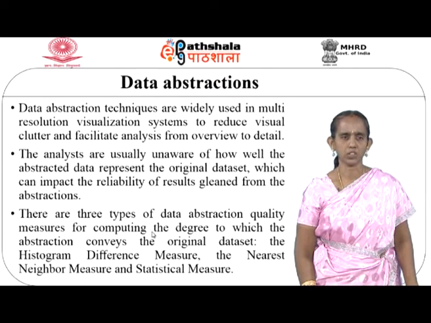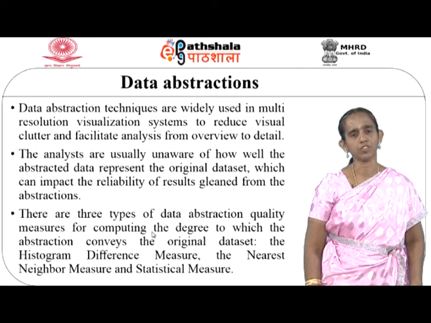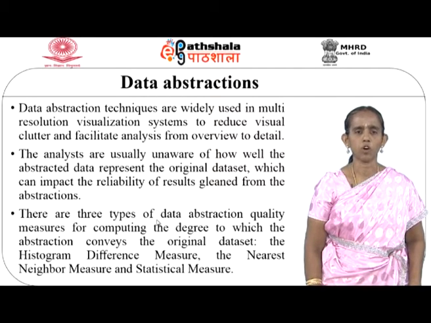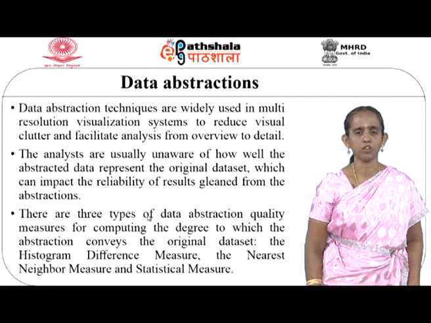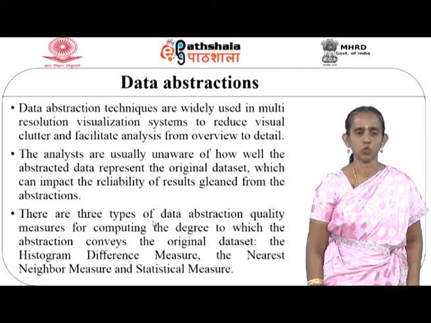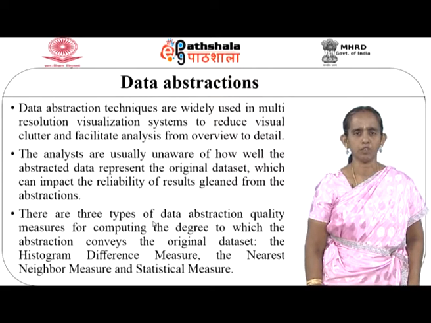Next come the data abstractions. Data abstraction techniques are widely used in multi-resolution visualization systems, which try to reduce visual clutter and facilitate analysis from overview to detail. The analysts are usually unaware of how well the abstracted data represent the original dataset, which can impact the reliability of results gleaned from the abstractions. There are three types of data abstraction quality measures, for computing the degree to which the abstraction conveys the original dataset. The three types are the histogram difference measure, the nearest neighbor measure, and the statistical measure.